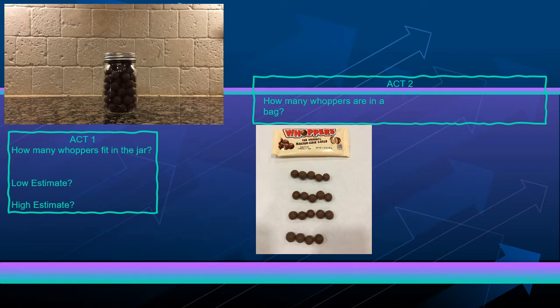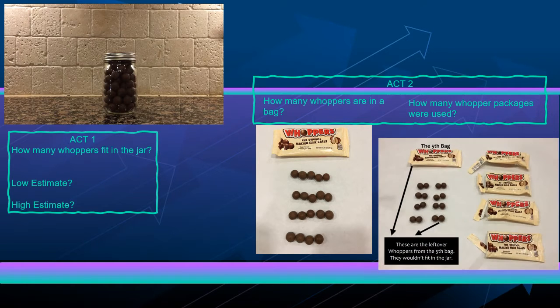Even just counting this number of Whoppers is problem solving. Some students can use multiplication and then addition, repeated addition. There are lots of ways to engage students in the problem solving as they're asking these questions. Students will ask how many Whopper packages were used? How many went into that jar? It went on fast forward.